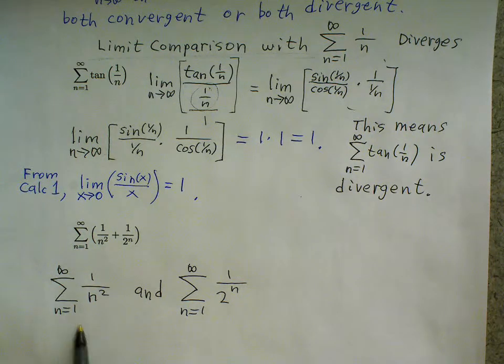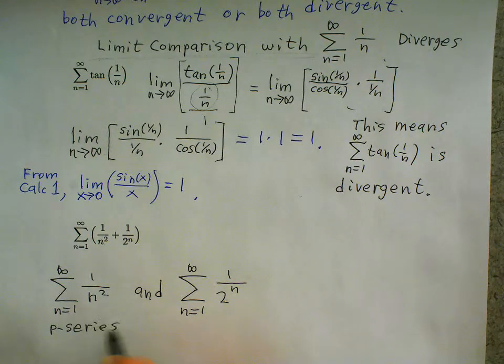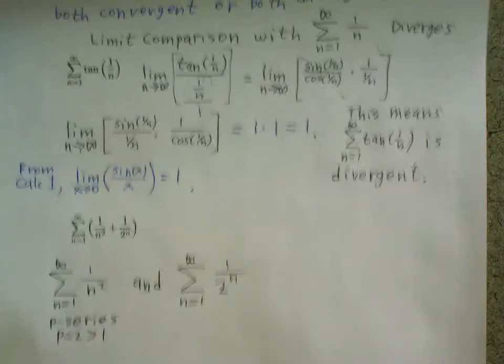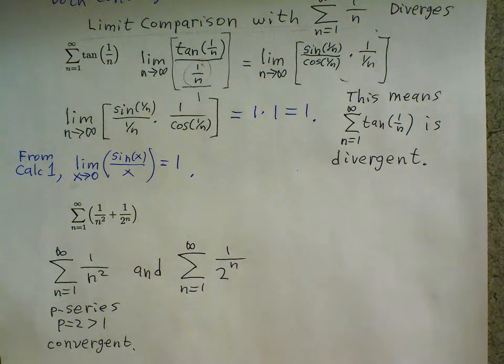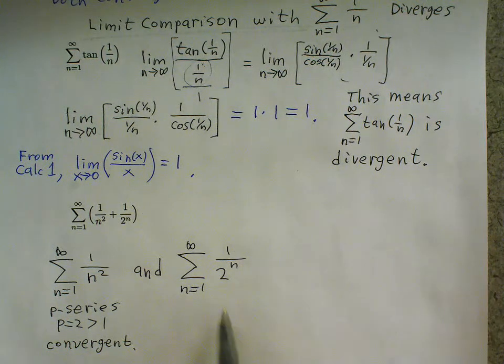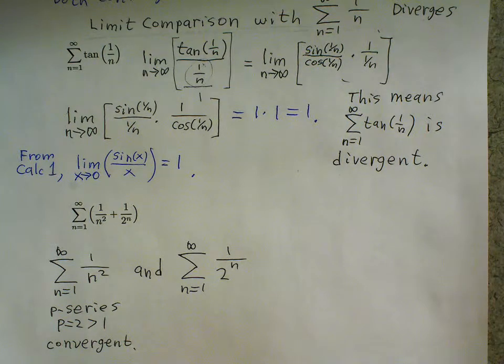This series on the left where the terms are 1 over n to the second, what do we know about this one? Yeah, it's a p series. P is equal to 2, which is greater than 1. So that means it's convergent. And what's the other series? 1 over 2 to the n. What kind of series is that?